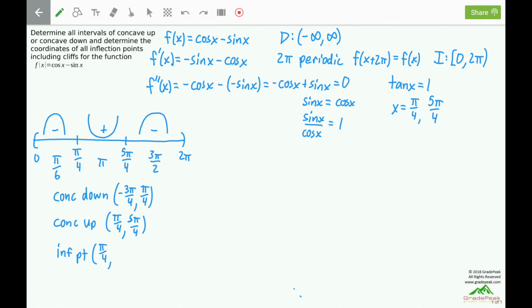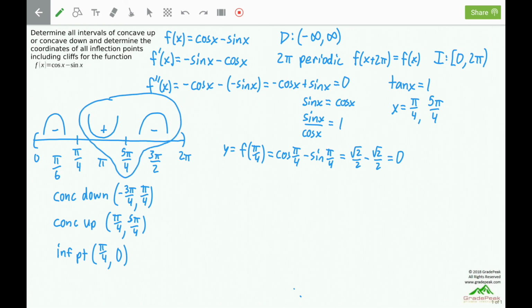It has a corresponding y-coordinate that can be found by plugging pi over 4 back into the original function. So y equals f of pi over 4, which will be cosine of pi over 4 minus sine of pi over 4. Cosine of pi over 4 is the square root of 2 over 2, minus the sine of pi over 4 is also the square root of 2 over 2. Since they're the same and they're subtracting each other, it equals 0. So it has a corresponding y-coordinate of 0.